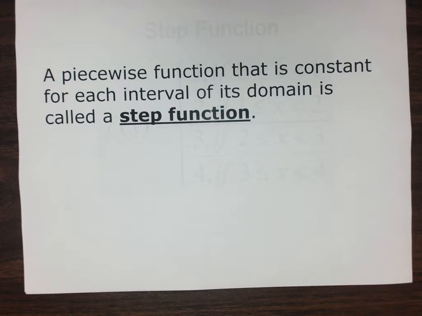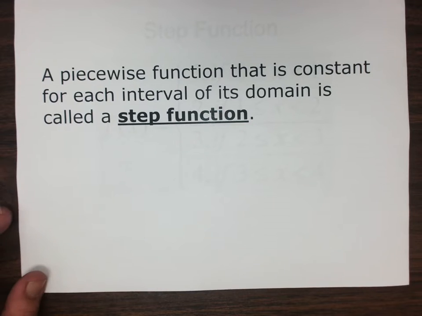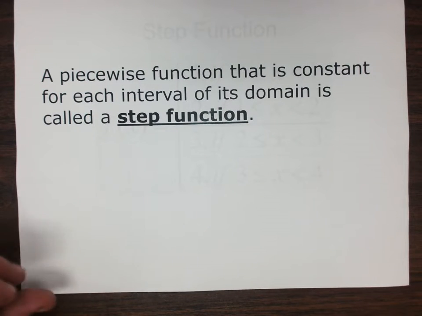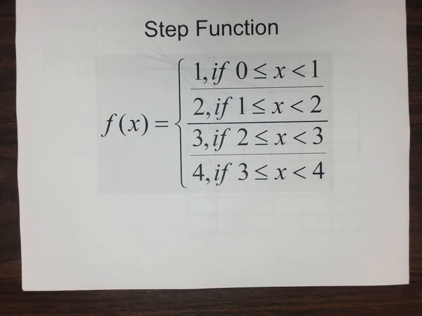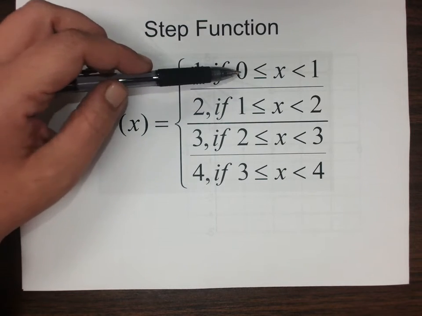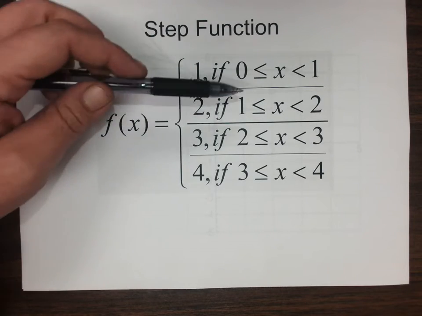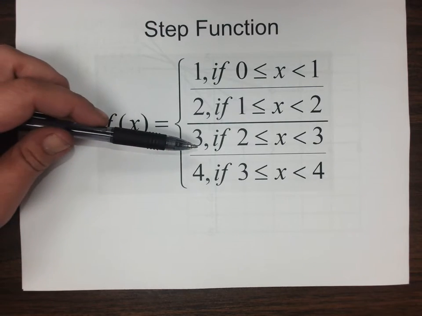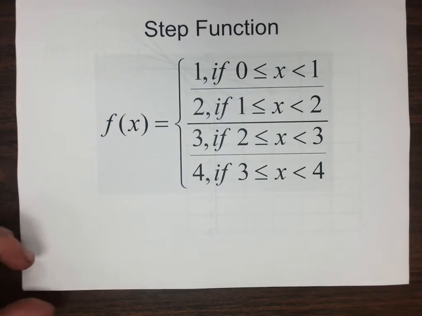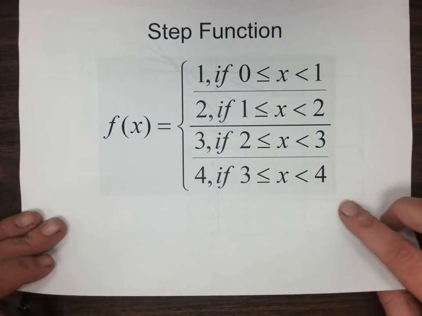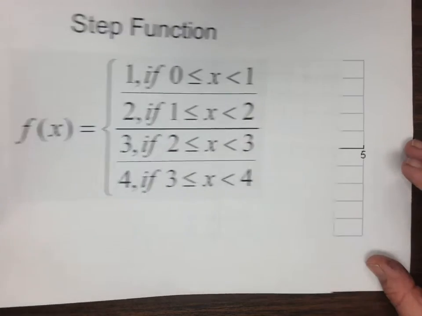A piecewise function that is constant for each interval of its domain is what we call a step function. So let's look at an example of a step function. Here's a step function. It tells me that f of x equals 1 if I'm between 0 and 1, 2 if it's between 1 and 2, 3 if it's between 2 and 3, and 4 if it's between 3 and 4. Now, this is really interesting because let's look at this graph now.